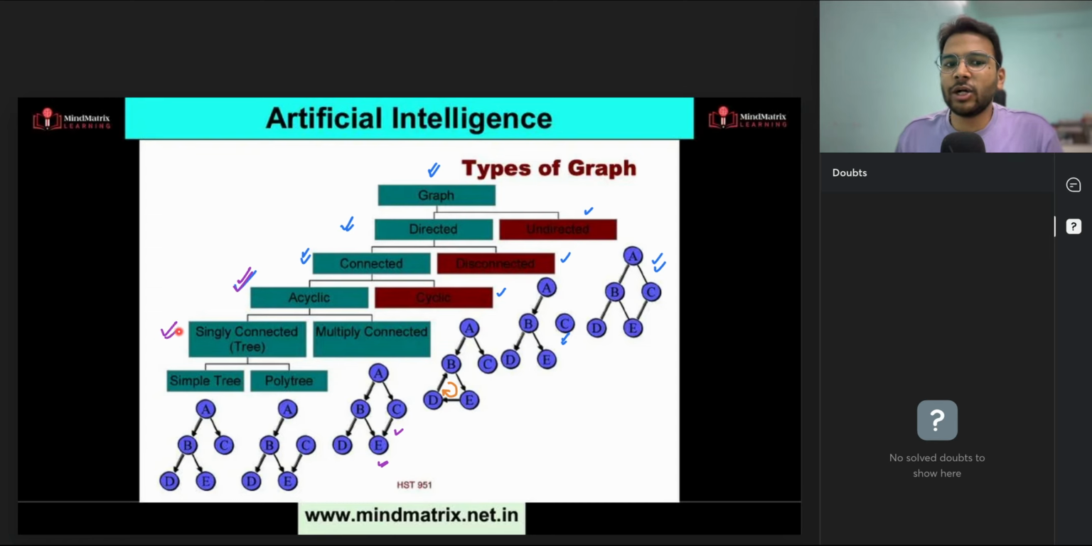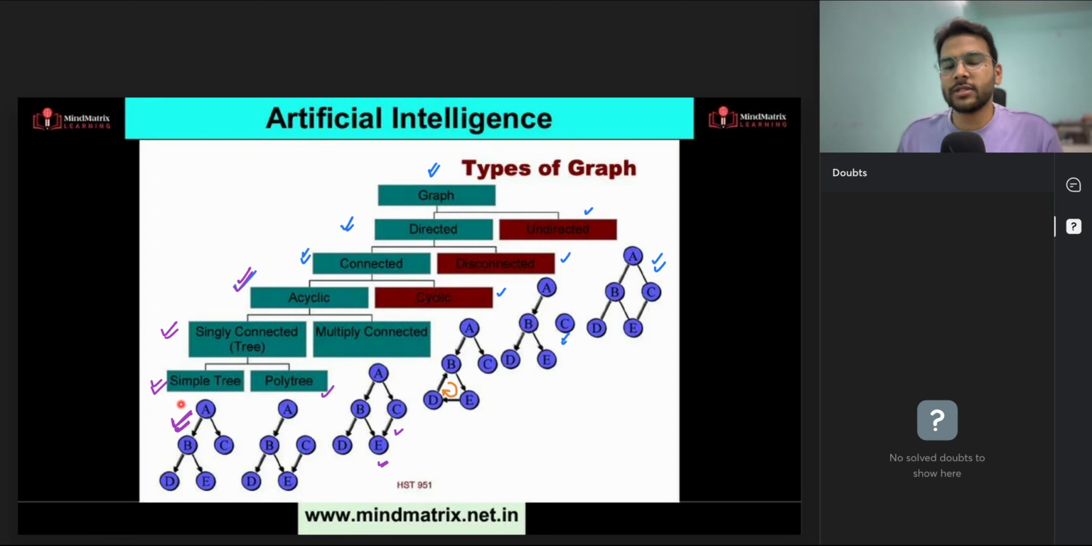But in the single connected tree, there can be further categorization: simple tree and polytree. In the polytree, you can see that there is no edge from A to C, but there is an edge from C to E also, right? That means it is single connected. And in a simple, usual tree, from A there are two children, then B is also having two children. So it is a simple binary tree, you can say.